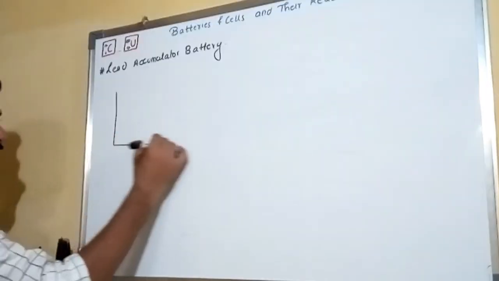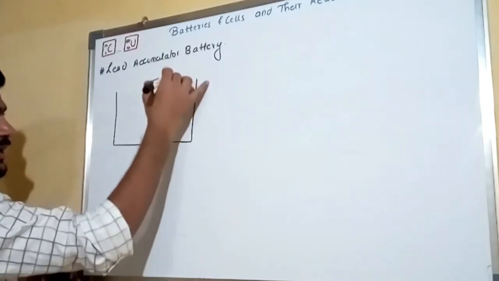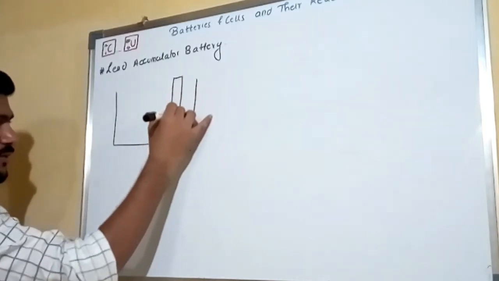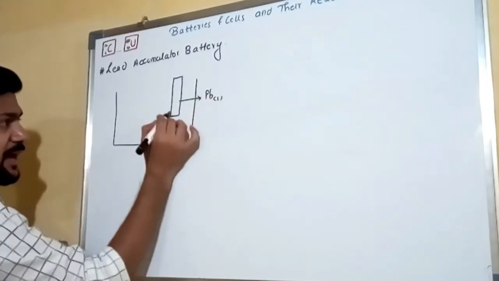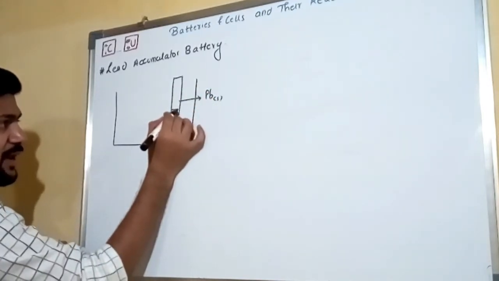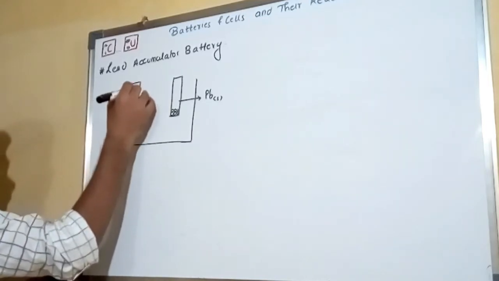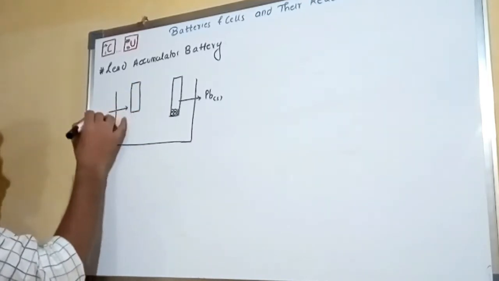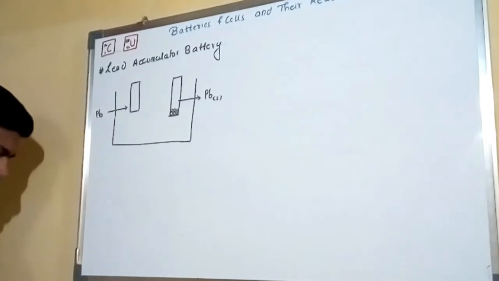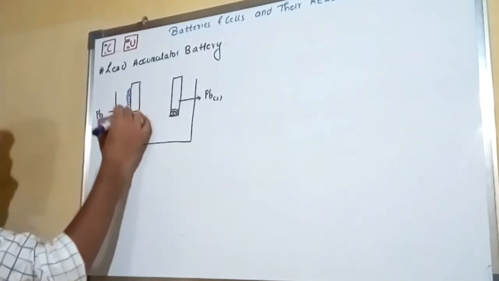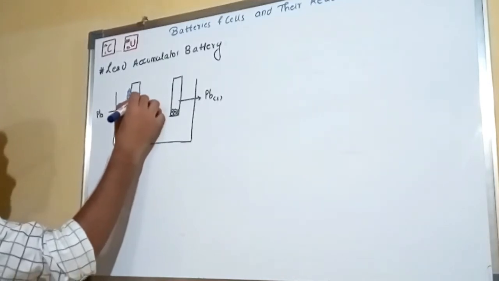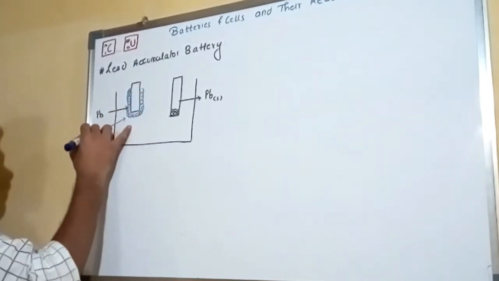Let us say I have got a container, and this container contains 2 rods. The first rod will be made up of Pb, that is lead, which will be in solid state, and these will be the atoms of lead. This rod will also be made up of lead. The only problem is you will be having a coating of lead oxide over here. So this is a coating of lead oxide, and that is nothing but PbO2.